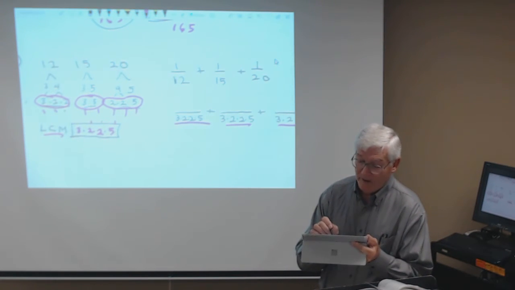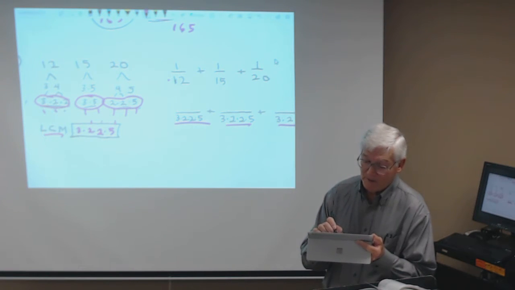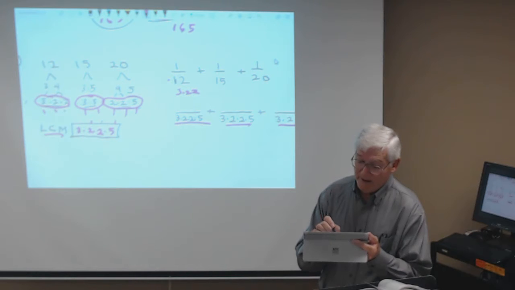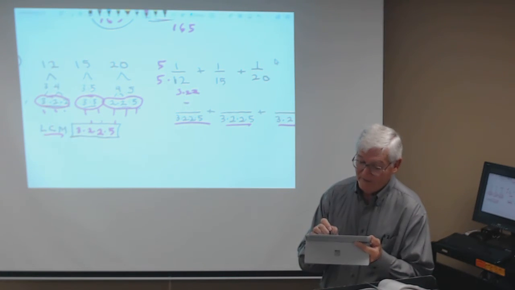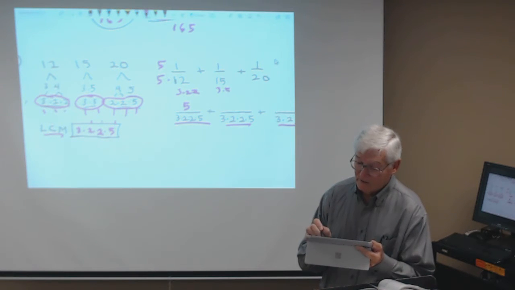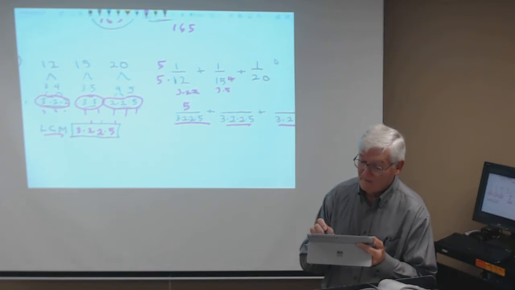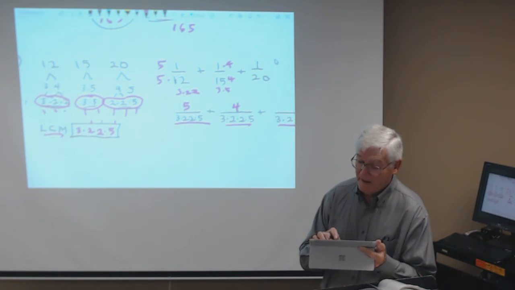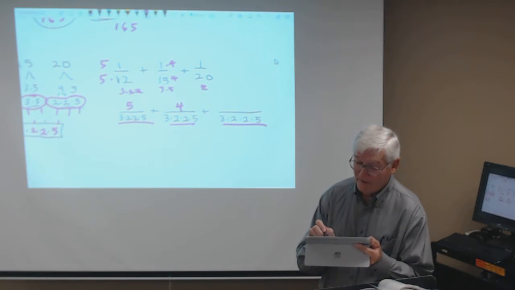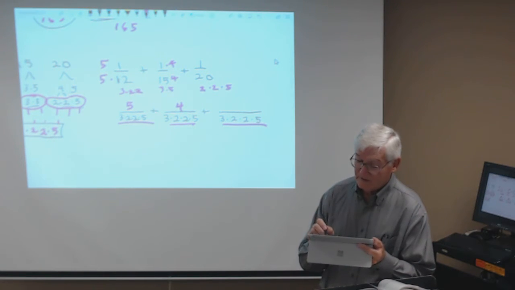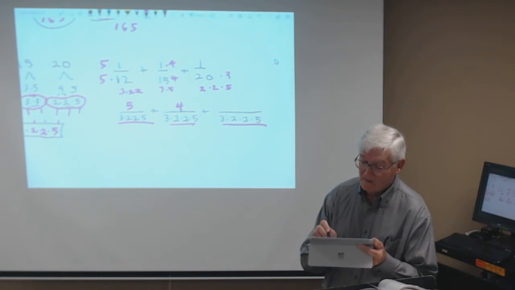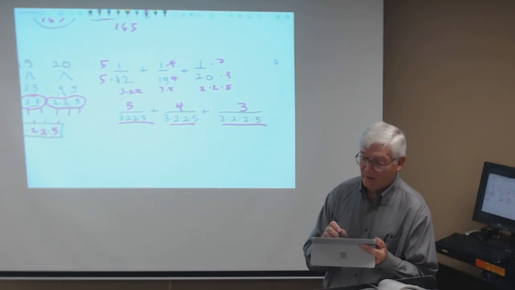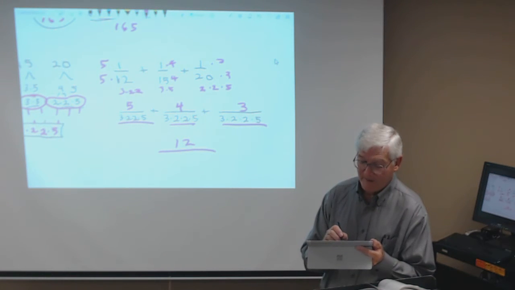And what do I take times 12 to get this number? 12, remember, was 3 times 2 times 2. So I need to put 5 up here. So I end up with 5. And 15 is 3 times 5. So I need to put 2 times 2, which is 4. And that gives me a 4. And then 20 is 2 times 2 times 5. So I need a 3 with it. So I have 3 on top. So 5 plus 4 is 9, plus 3 is 12. Over, what's 3 times 2 times 2 times 5? 4 times 5 is 20 times 3, 12 over 60.